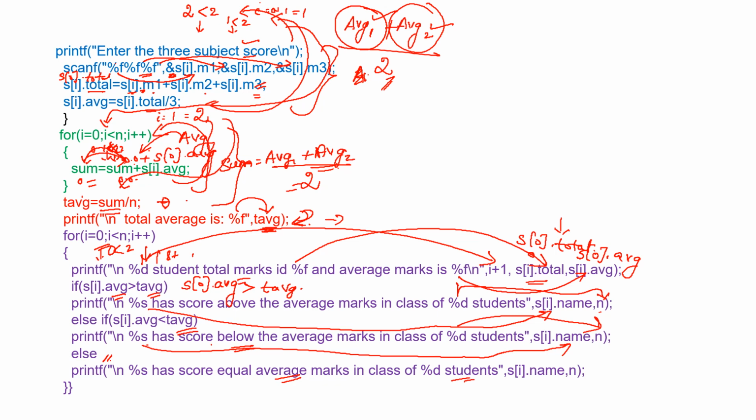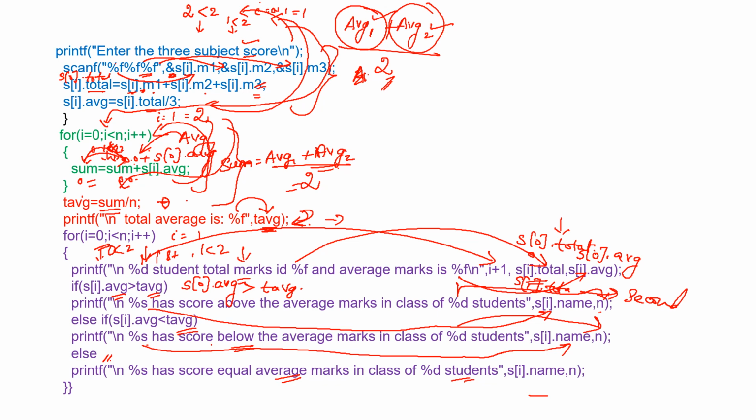So three conditions are being checked. Now i will be incremented again. Now i will be equal to 1. Now it checks whether 1 is less than 2. Yes. Now it takes the data of the second student. So instead of s[0].total, now it becomes s[1].total, which signifies your second student's data. All the things will be printed. This is how you find out whether your student's average marks are above or below the total average.